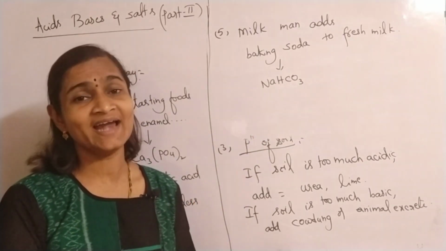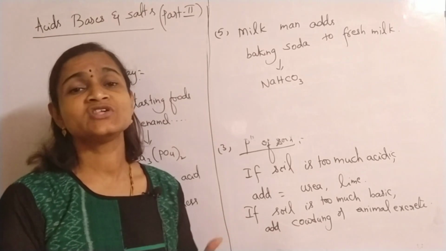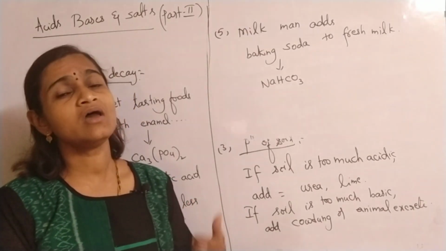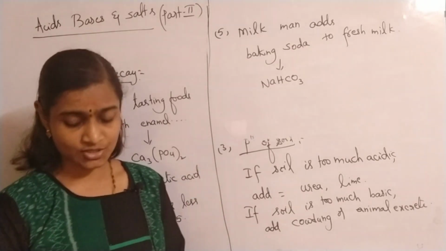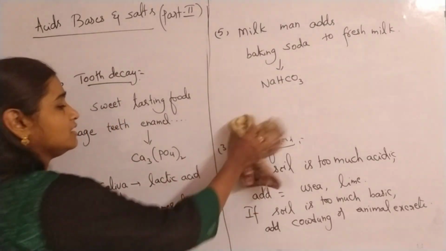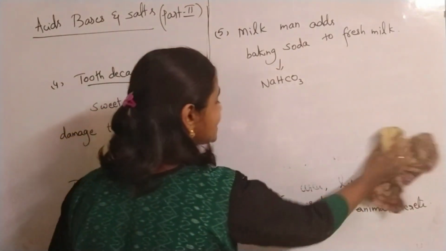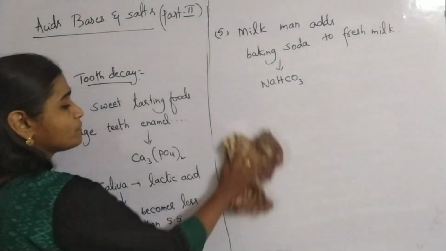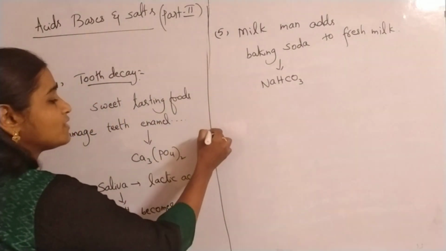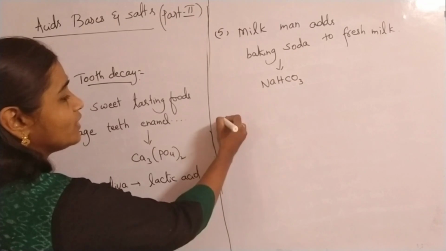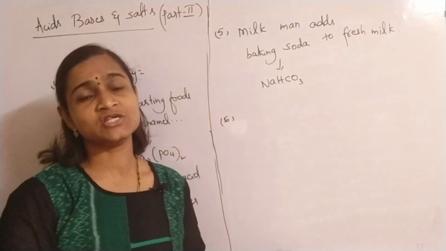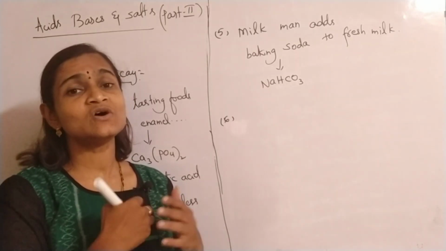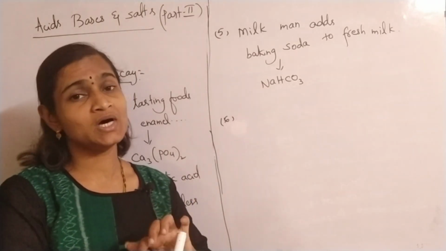That's why the milkman adds baking soda to fresh milk. This is also one of the important applications of pH or neutralization reactions. Next, you have certain plants like dock plant and nettle plant. If you touch that plant, we get a burning sensation or skin irritation. That is because of the release of formic acid into our skin.